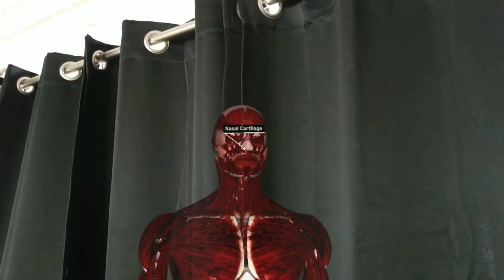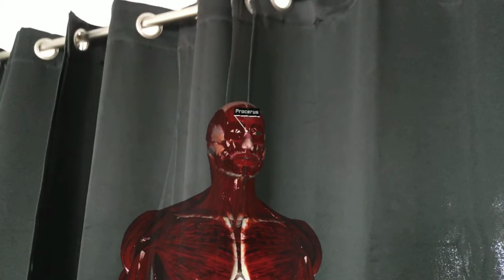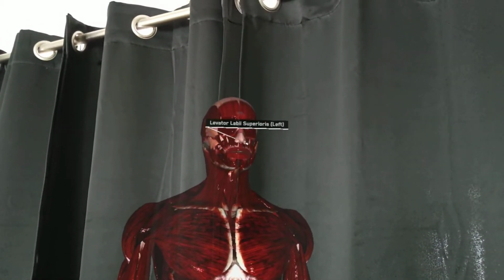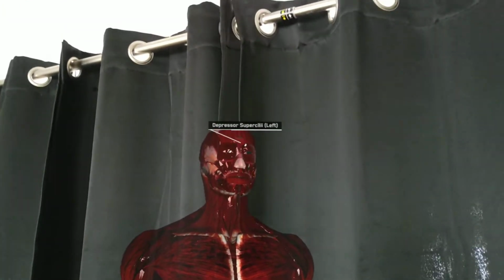Today we're going to talk about the muscular system, particularly the skeletal muscles, which are considered voluntary muscles controlled by the human brain. So let's do it by region. Let's start with the head and neck muscles.